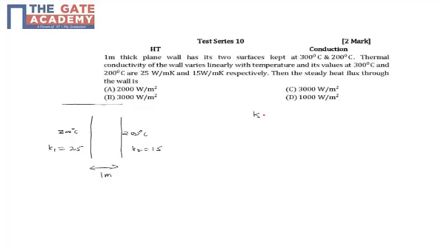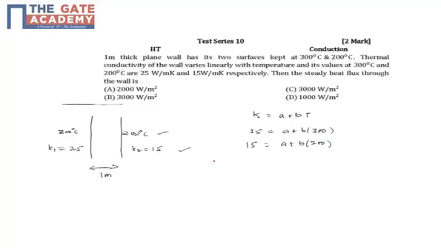Now the conductivity varies linearly, so I'll just assume K = A + BT because I don't know the constants. Constants A and B I can find out because at the left face I know the temperature and I know the conductivity value. At the right face I know the temperature and the conductivity value. Substituting: at the left face it's 25 = A + B times 300. At the right face it's 15 = A + B times 200 degrees Celsius.